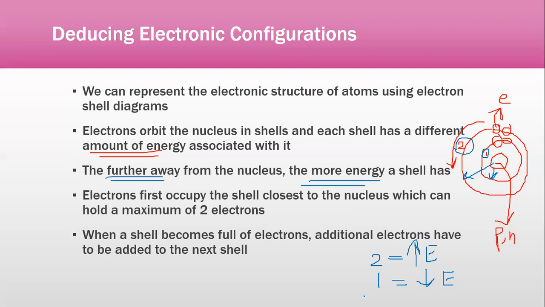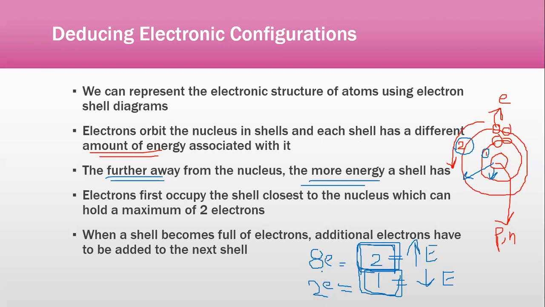So electrons first occupy the shell closest to the nucleus. Whenever we start filling electrons, in the electronic filling rule, electrons always first occupy the shell closest to the nucleus. The shell closest to the nucleus is your shell number 1, and shell number 1 can hold a maximum of 2 electrons. When shell number 1 becomes full with 2 electrons, next is your shell number 2, which has a maximum capacity of holding 8 electrons.